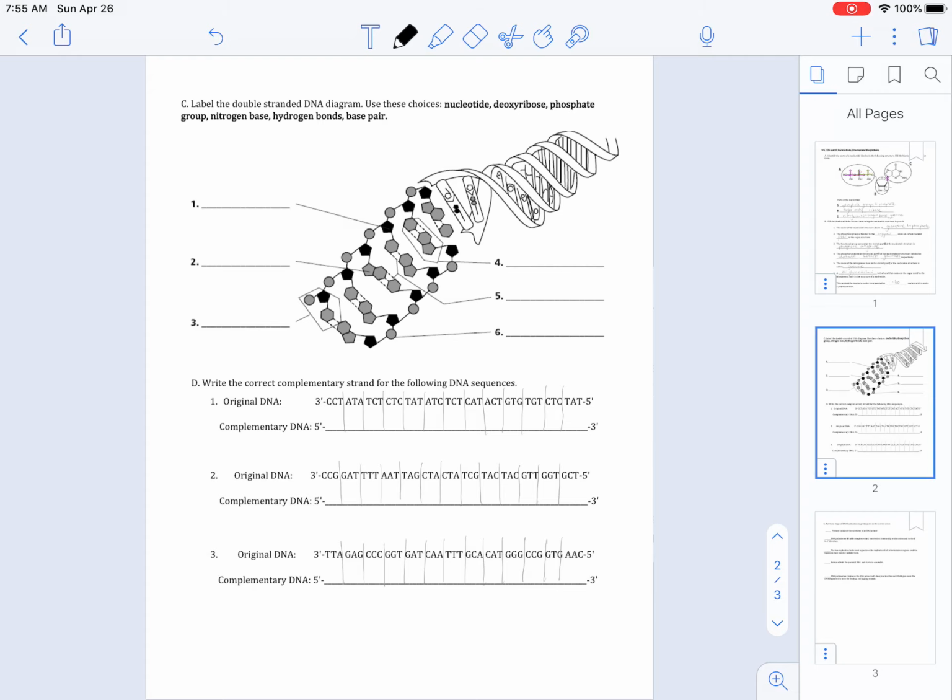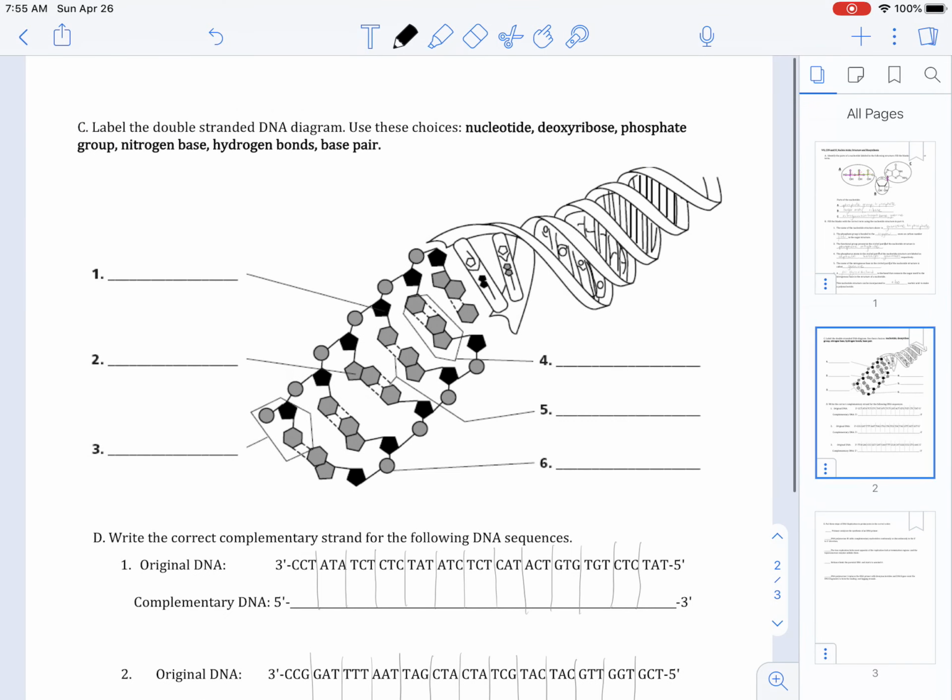Let's move on to part C. So in part C, what we're doing is labeling the following structure based on the words that are given. So when it comes to this, picture number 1, I'm just going to start highlighting them so they're more clear. It is this pentagon, and that is specifically going to be the deoxyribose. And the reason why we know it is deoxyribose and not ribose is because we have double-stranded DNA.